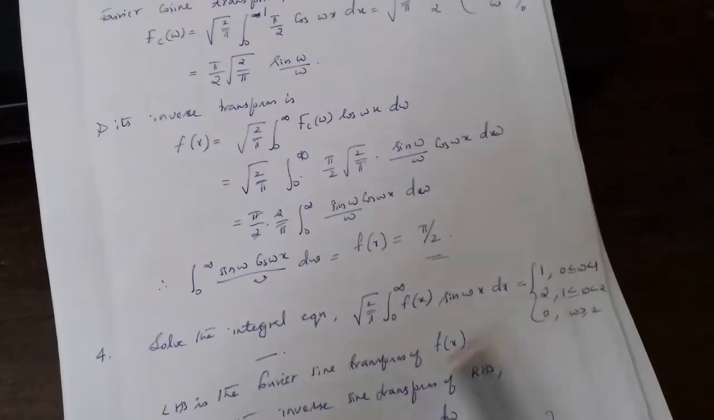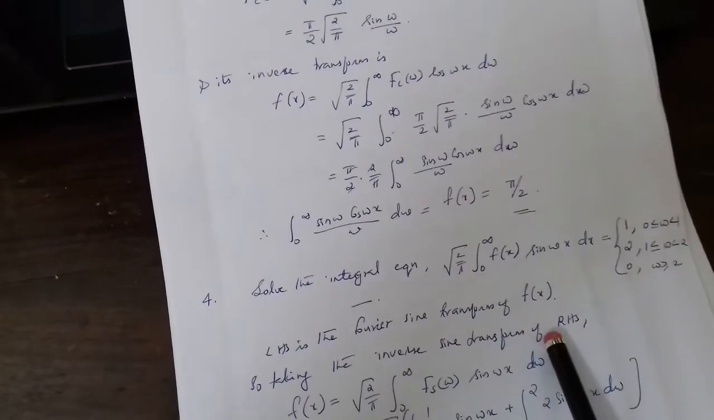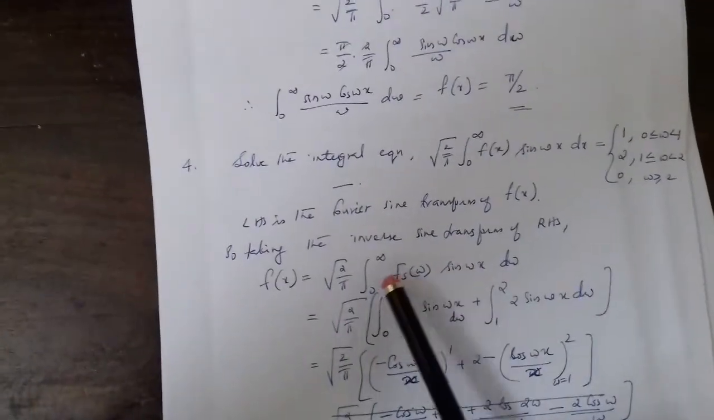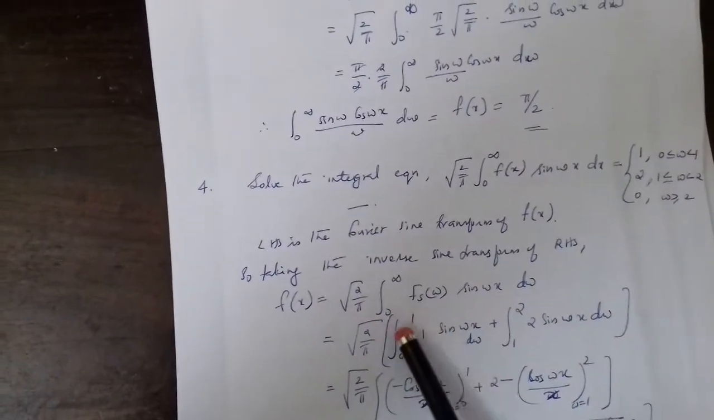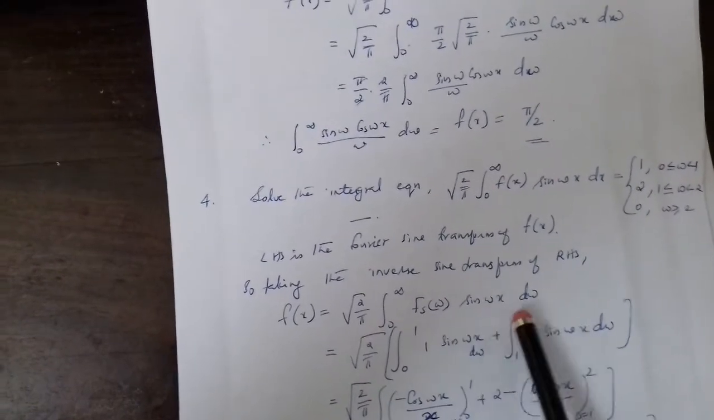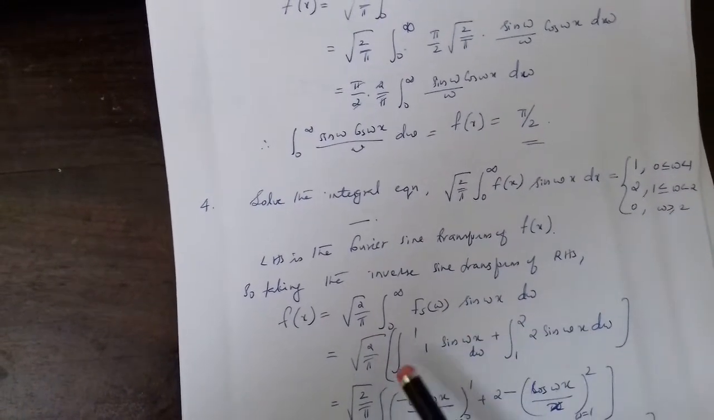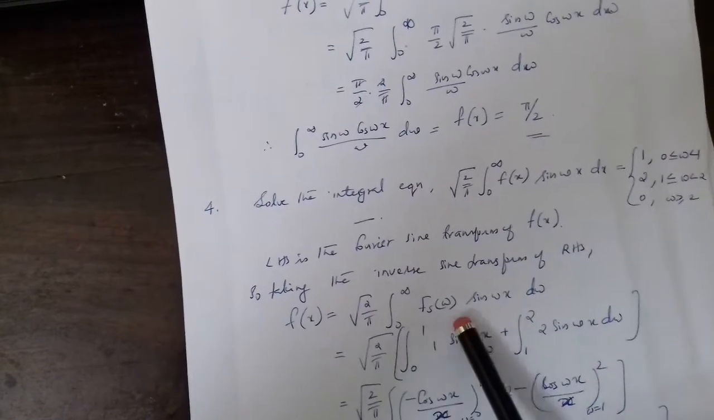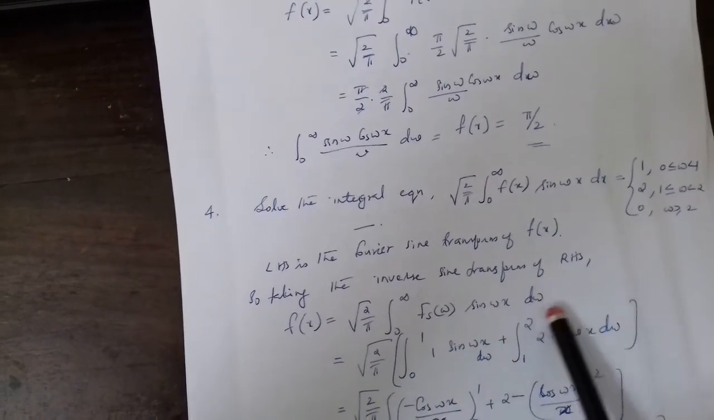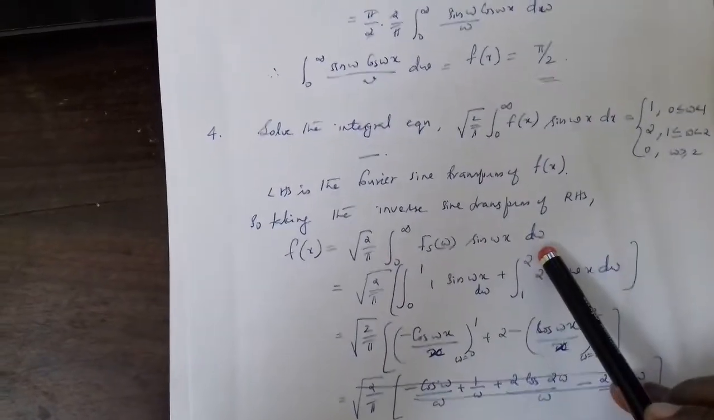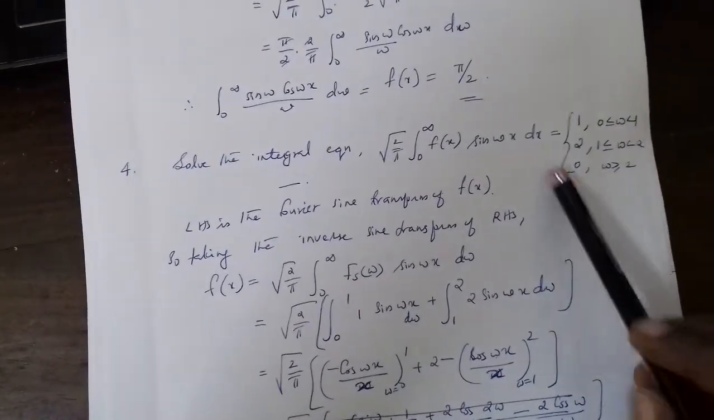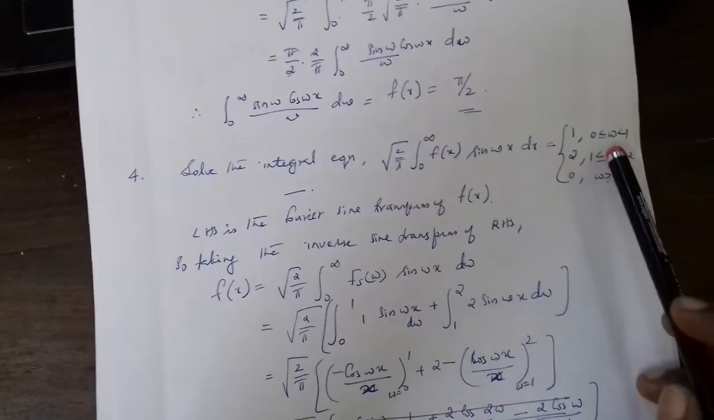So if we take its inverse transform, the formula is root of 2 by pi 0 to infinity fs of omega sin omega x d omega. This is the formula, and it is root of 2 by pi. We have to integrate with respect to omega. This type of question has not come before. So here we have to integrate with respect to omega, and the function is given.